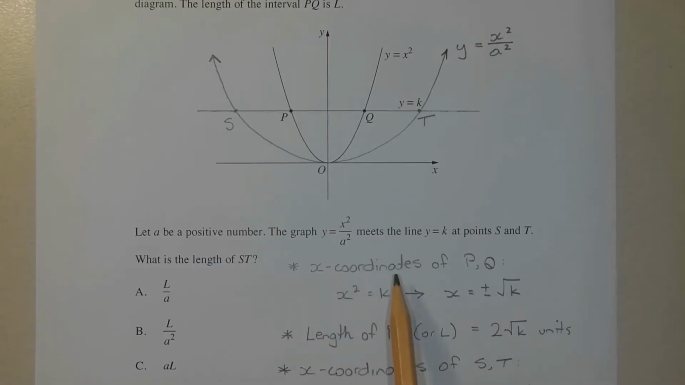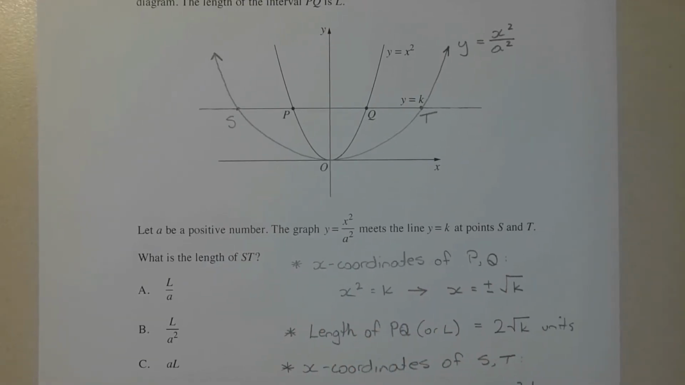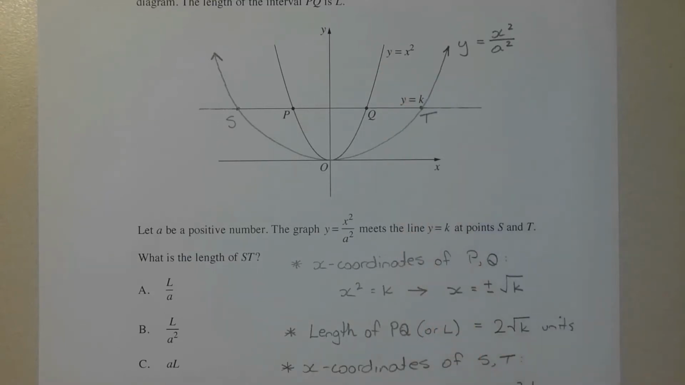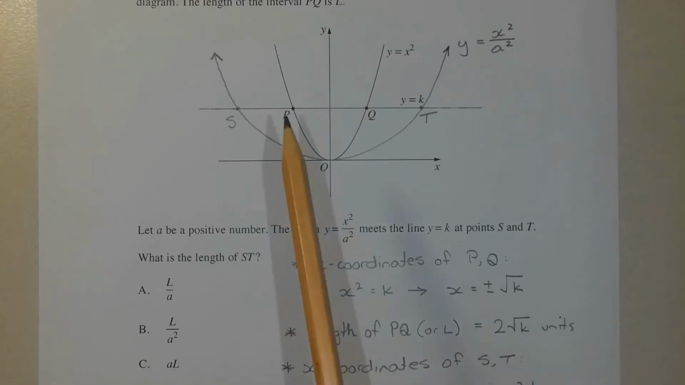So to find the x-coordinates of points P and Q, I'm going to solve simultaneously the equations y equals x squared and y equals k. So I could substitute k for y here and then solve for x. So solving the equation x squared equals k, taking the square root of both sides, we get x is plus or minus the square root of k, and they represent the x-coordinates of points P and Q.